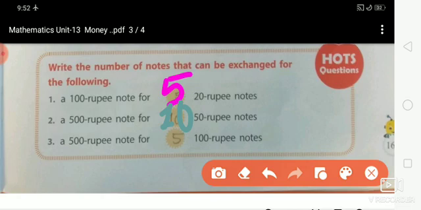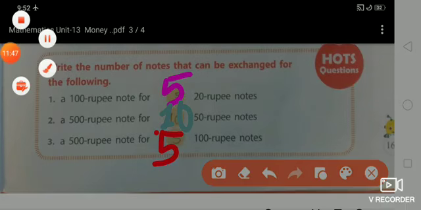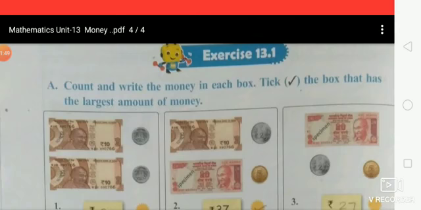Now the third one, a 500 rupees note for 100 rupees notes. 5 notes of 100 rupees equal 500 rupees. Is that clear? Now come to exercise number 13.1.